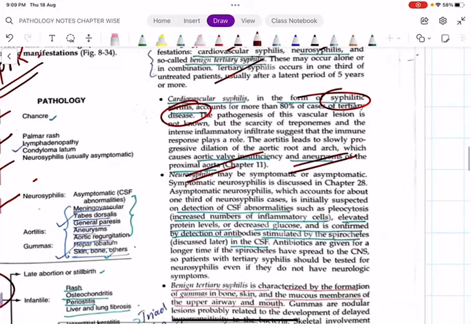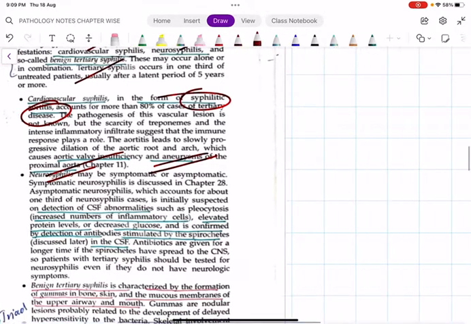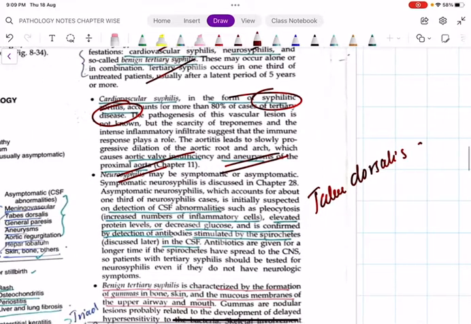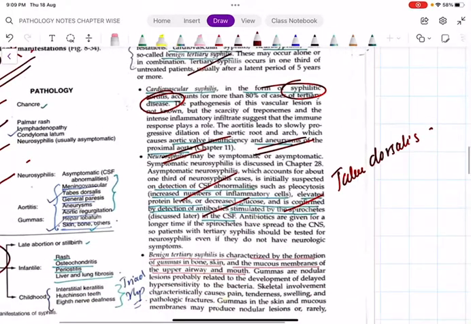In neurosyphilis, you will have something we call tabes dorsalis, I'm writing it here, tabes dorsalis. There will be elevated protein level, decreased glucose, and increased number of polymorphonuclear leukocytes in the CSF.